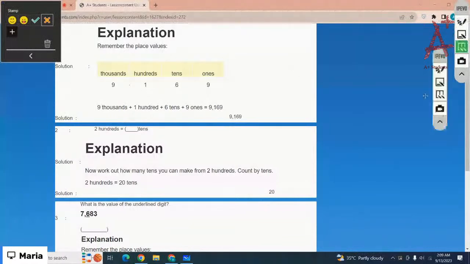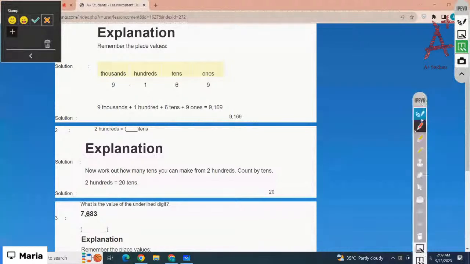Okay, so you have to count by tens. How do you count by tens? That is 10, 20, 30, 40, 50, 60, 70, 80, 90, 100, 110, 120. Yes, you have 20 tens. 130, 140, 150, 160, 170, 180, 190, and 200. These are all the tens you can count.